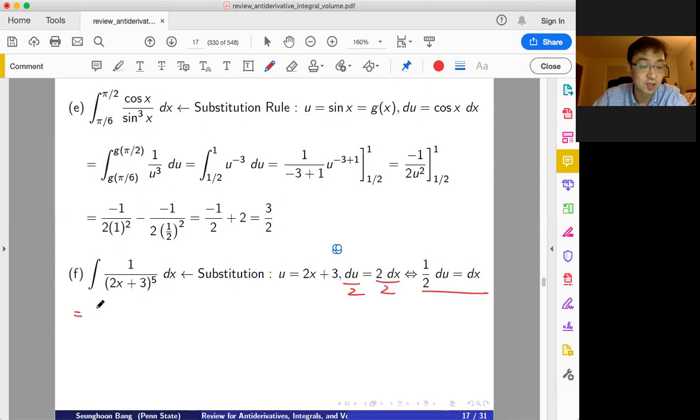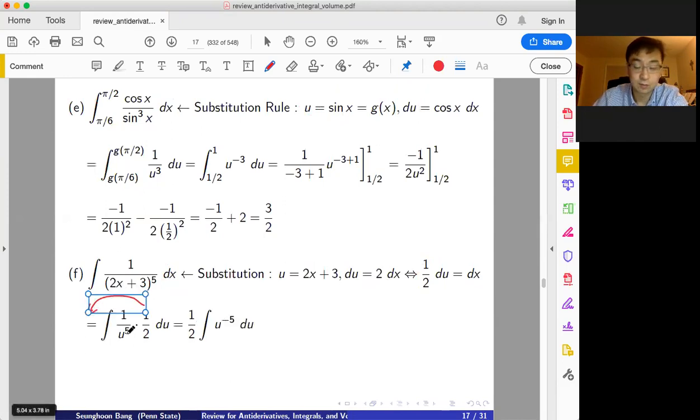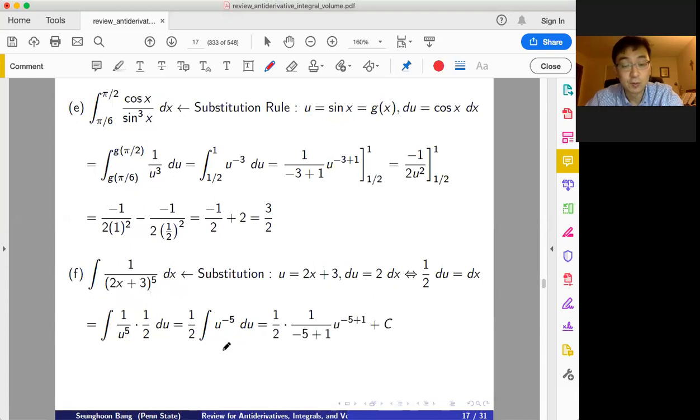Next, change. 1 over, the 2x plus 3 is u to the 5, times what's dx? dx is 1 over 2 du. Next, take out 1 over 2. The 1 over u to the 5 is u to the minus 5. Next, you can find the antiderivative. You keep 1 over 2.